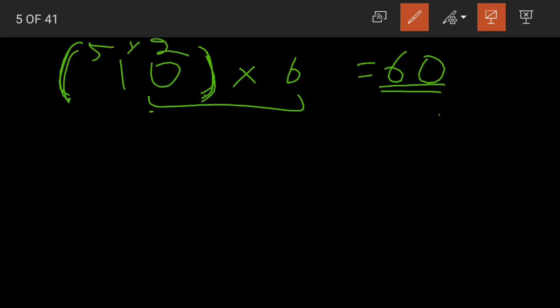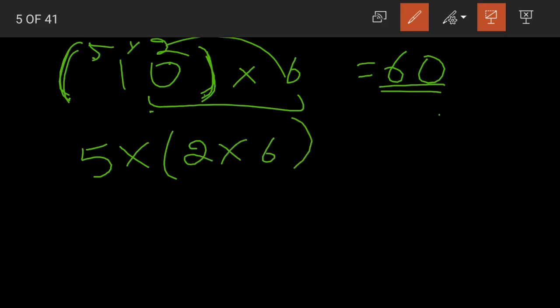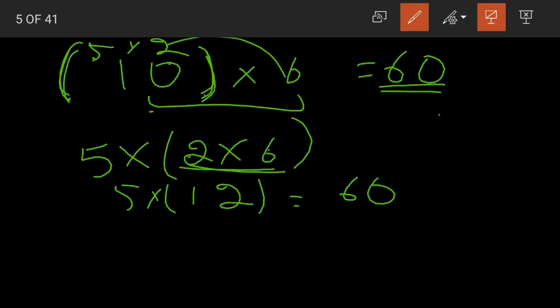Now what if I change the grouping? First 5 and 2 were a group. Now I will make 2 and 6 a group here. 2 and 6 are put inside the bracket now. Now what is 2 sixes? 12. Now 5 twelves are again 60. Yes children, as I said, first multiply the numbers inside the bracket. 2 sixes are 12. 5 twelves are 60.